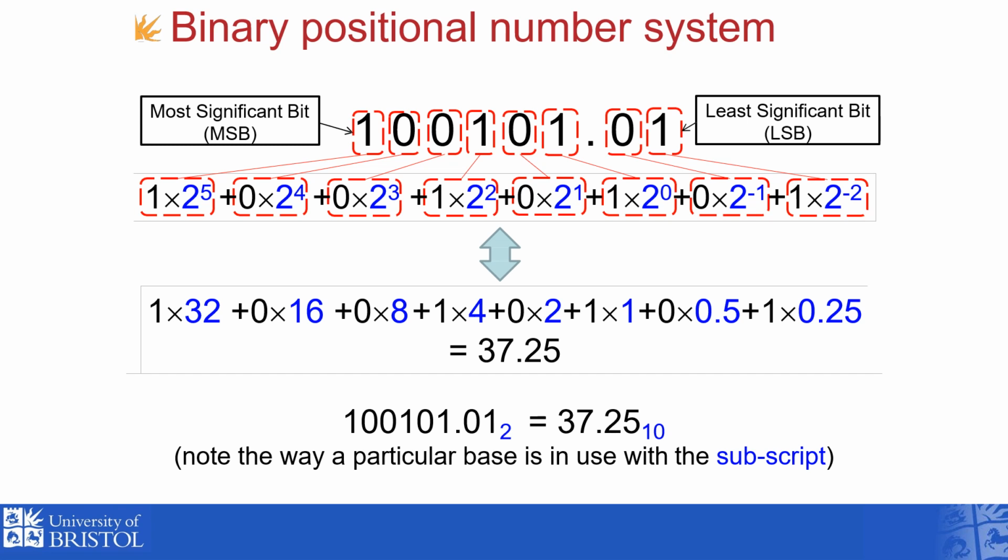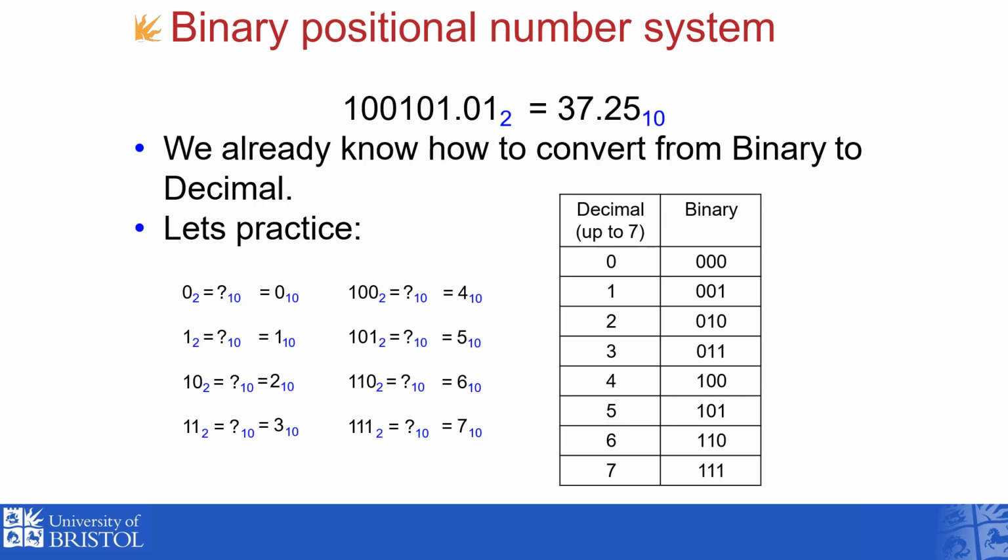Now, in order to make clear the difference, we use the subscript over here to denote that this is the format in the decimal system, while this one is in the binary system. Now, a few more examples.